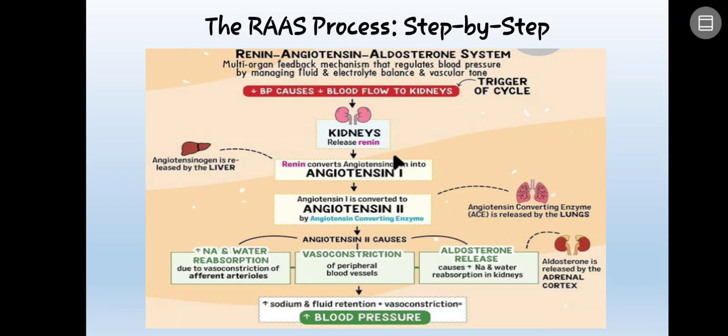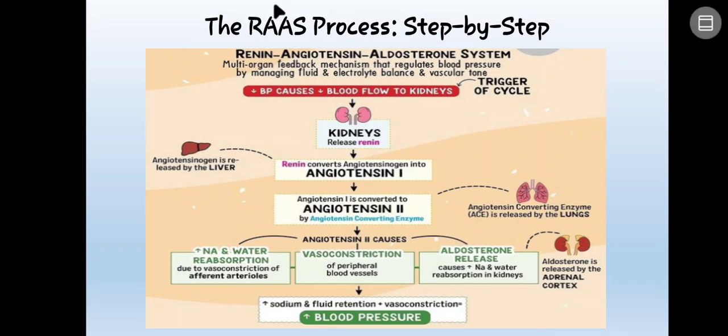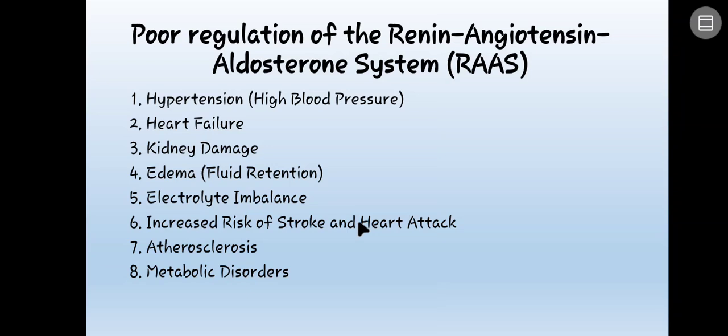So that should tell you that if someone is having a problem with the regulation of this mechanism, the person can even end up having hypertension, heart failure, atherosclerosis. The person can end up having atherosclerosis because there is a pathway where angiotensin 2 can contribute to the occurrence of an inflammatory cascade, which would lead to conditions like atherosclerosis. So poor regulation of this renin-angiotensin-aldosterone system, RAAS, can cause hypertension, high blood pressure, which I have explained.